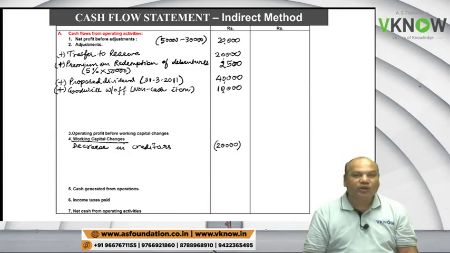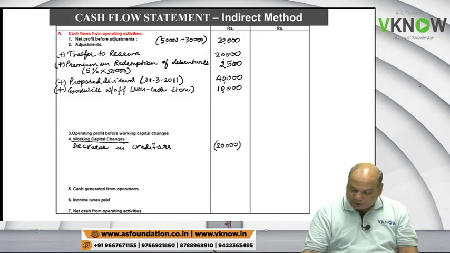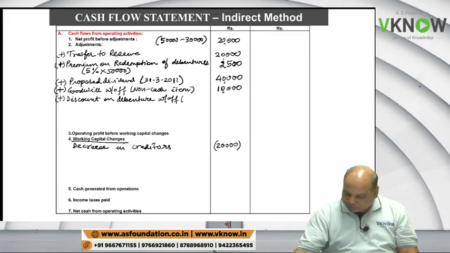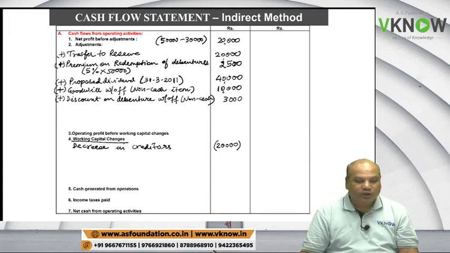So again come to adjustment. Point number A, adjustment, operating activity adjustment, add discount on debenture written off. Why we are adding back? Non-cash item. Amount 3,000. 8,000 minus 5,000.